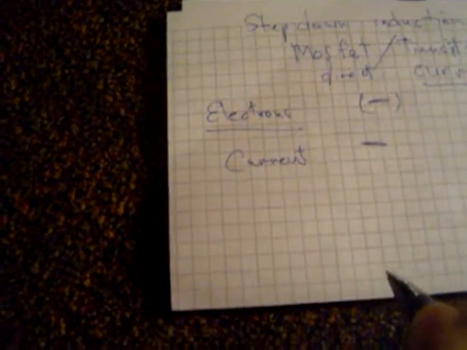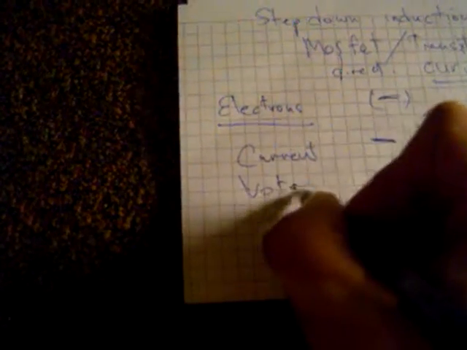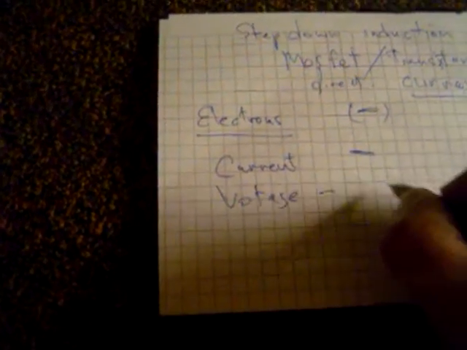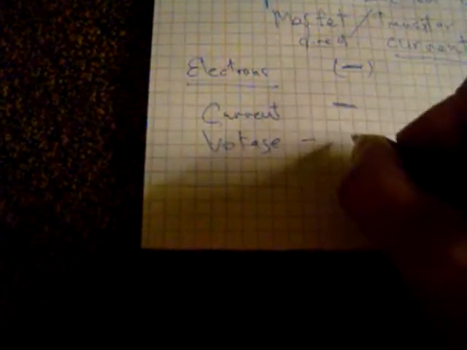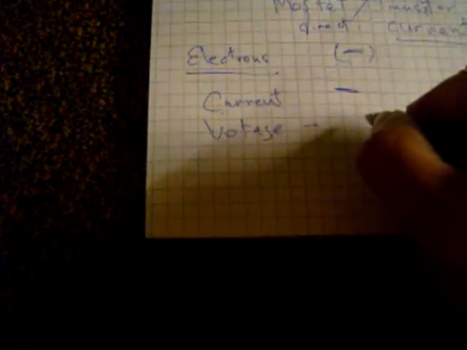Now, what's current? Current is the measure of electrons. What are electrons? Electrons are negatively charged particles. So, you have current, which is your measure of electrons. You have voltage, which is, wait a minute, what is voltage? The measure of electricity, the amount of current.